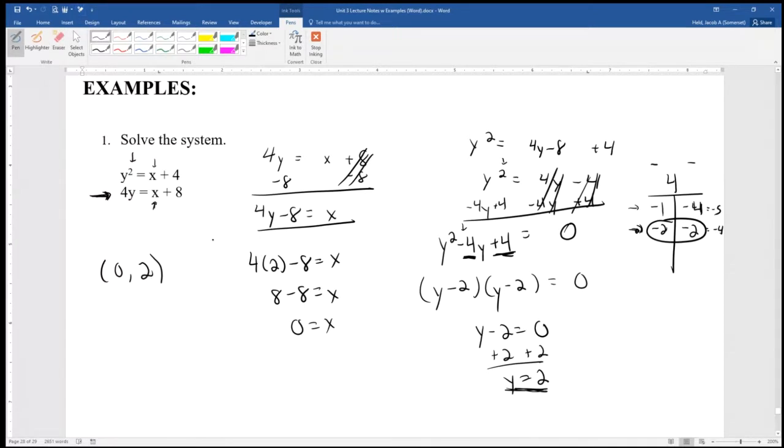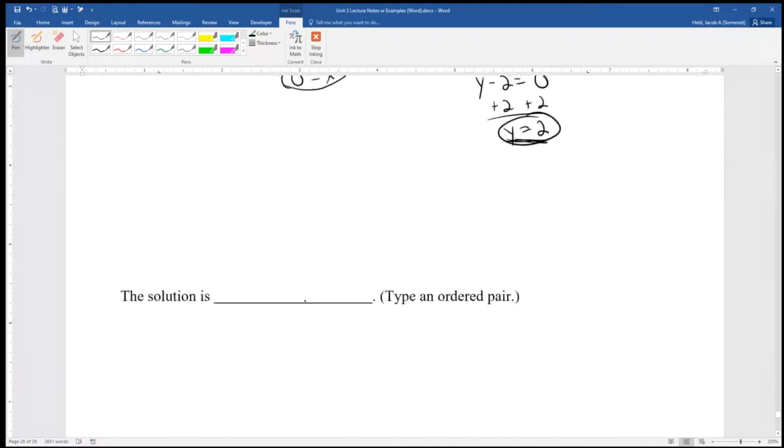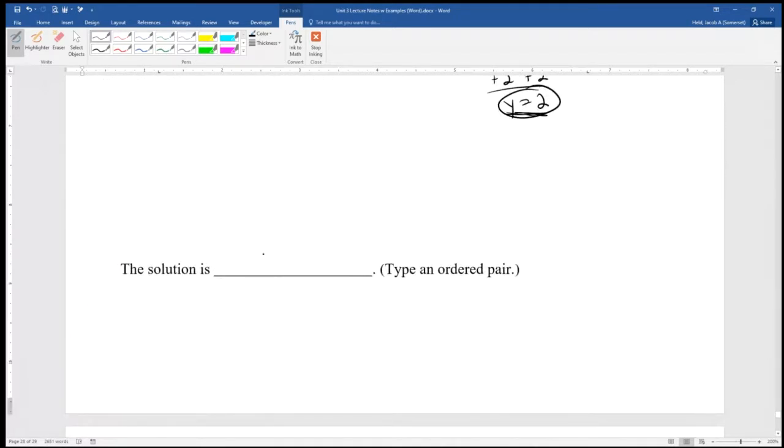Sorry, I was looking at this number right here as I was glancing back up at the equations. But my x is 0, my y is 2. So my ordered pair, or my solution, is 0, 2. And we can see if we plug 0 in for x, y squared equals 4, y would be 2. If we plug 0 in here, 4y equals 8, so y would be 2. So it works in both. So we'll look at some more examples of this. Oh, and I should write my ordered pair here, 0, 2.